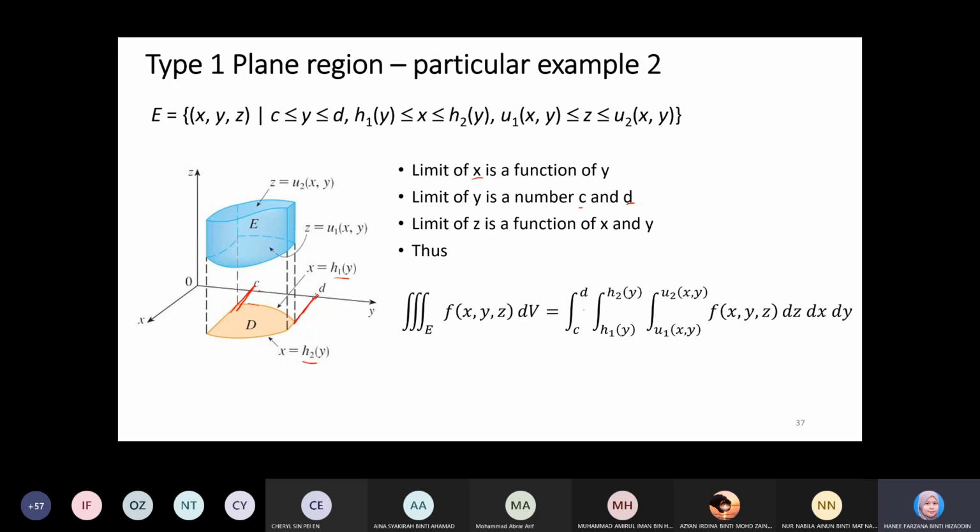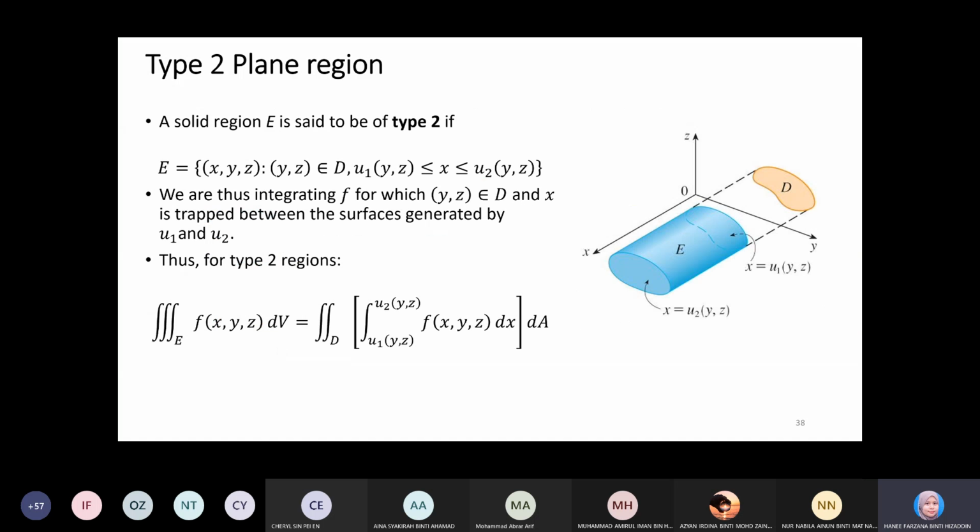So in this case, you put c and d at the outermost integral, so you put dy at the outermost, and then you put dx in the middle because it is a function of only one variable, and you put dz inside because it is a function of two variables, x and y.